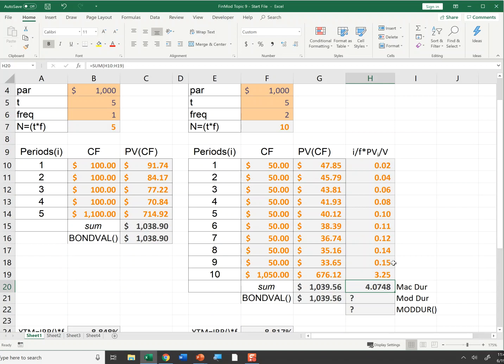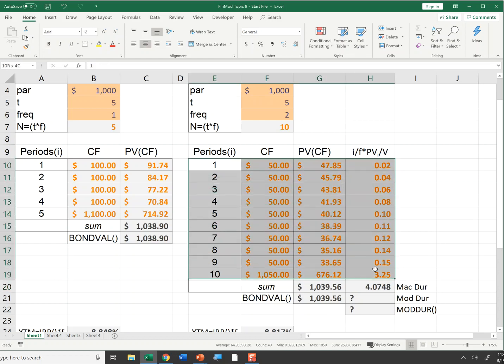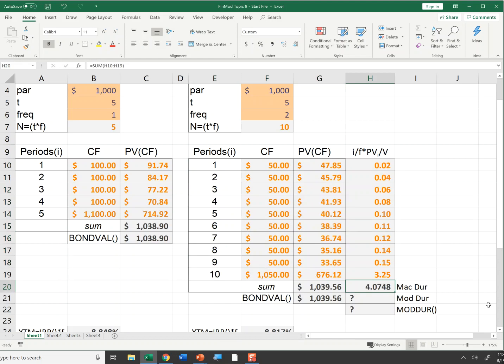And 4.07. So that is the average timing of the cash flows. In other words, the biggest cash flow does happen 5 years from now, which is 10 6-month periods. However, you're getting a little bit of money every 6 months. On average, in present value terms, you get your money back in 4.07 years. Think of it as most of the weight is right here 5 years from now, but each one of these periods has a little bit of weight. So on average, you get your money back in 4.07 years.